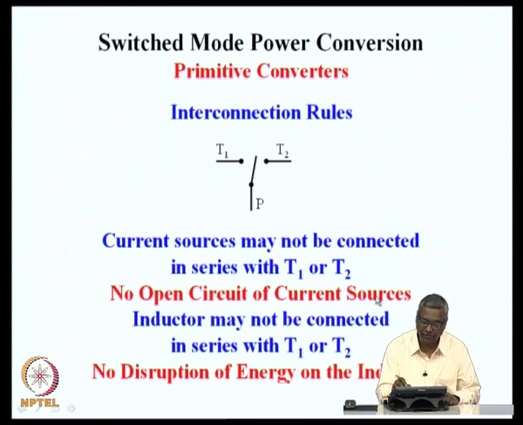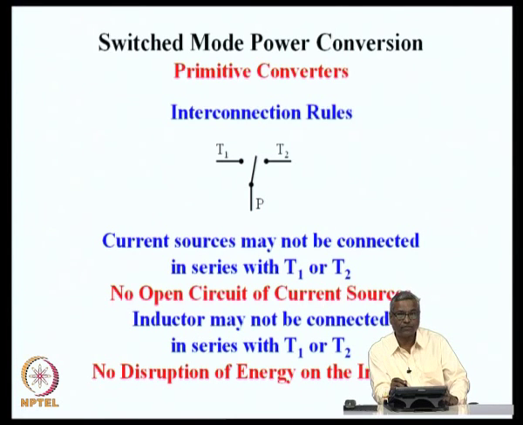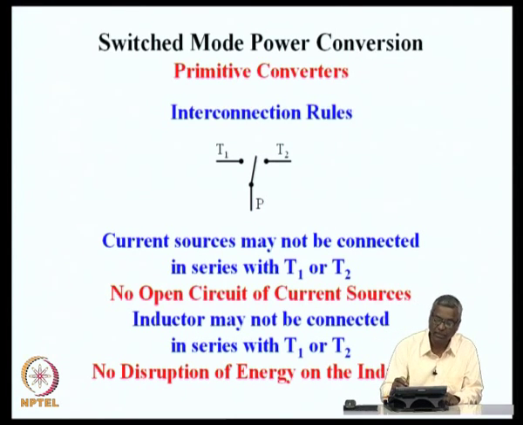In the same way, if we have a current source, it cannot be connected in series with T1 or in series with T2, and the interconnection rules as far as inductor or current source is concerned is that they may not be connected in series with T1 or in series with T2, but they may be connected in the main path, because whenever the switch is switched from PT1 to PT2, we may have one circuit carrying current before the transfer of the switch, and the current will transfer to some other circuit after the switch is shifted from T1 to T2, and that is acceptable, and so any current source may be connected in series with P.